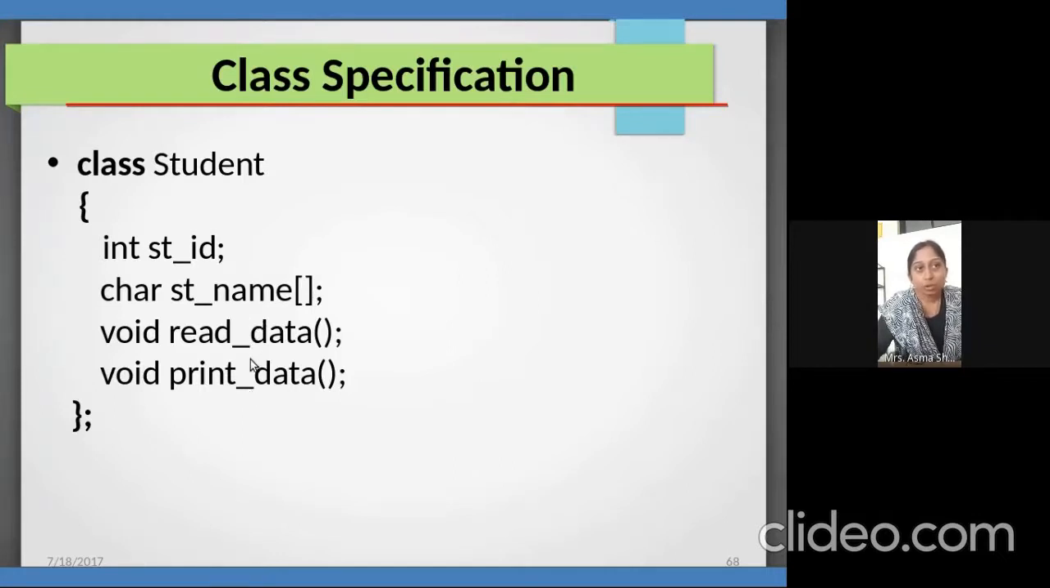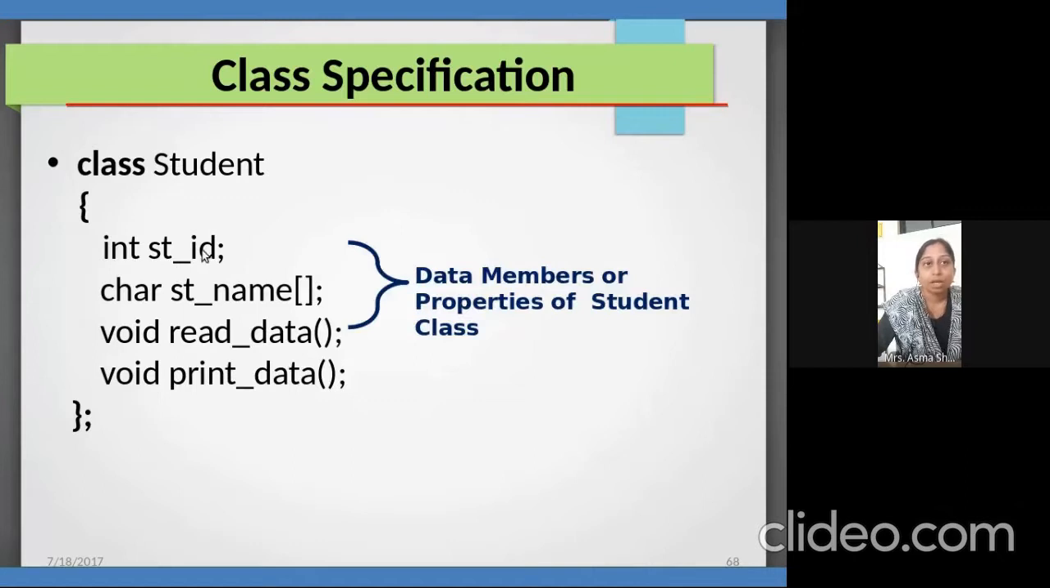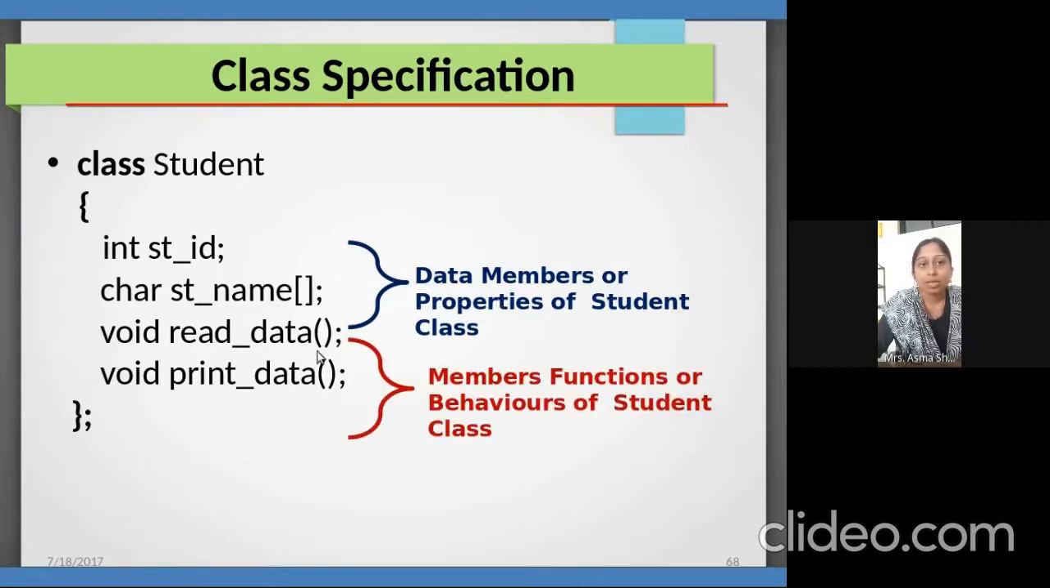So we have these two methods which operate on these data members. So always remember, for student, we have the access specifier. These first two are called the data members or the properties of the Student class. The next two are called the member functions, which define the behavior of the Student class.